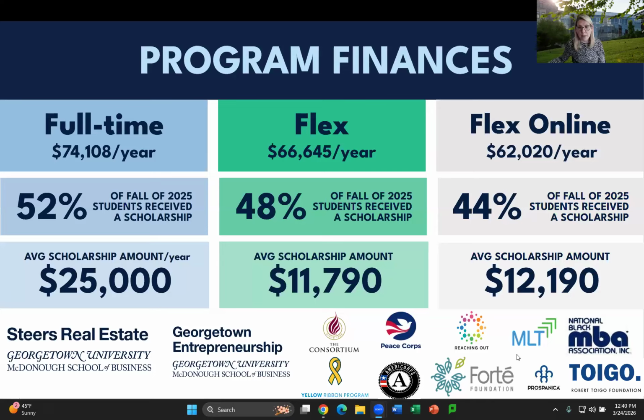This at the bottom here is a sample of some of the partnerships that we have. So it's not exhaustive. So it's worth noting that not only do we have internal partners at Georgetown, we have external partners. And while all of the scholarship money comes from Georgetown, there are many benefits that come with being named a Reaching Out Fellow, RAMBA Fellow, for example, or a Consortium Fellow, or a Forte Fellow.